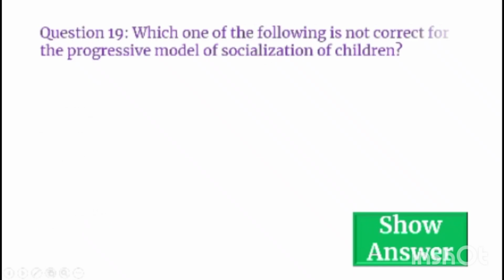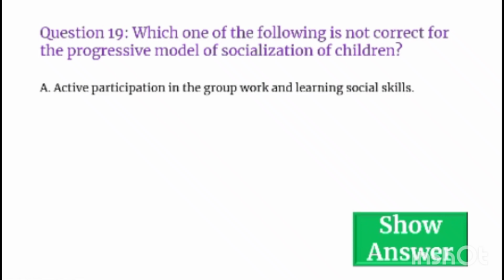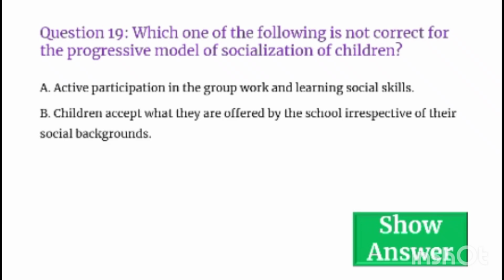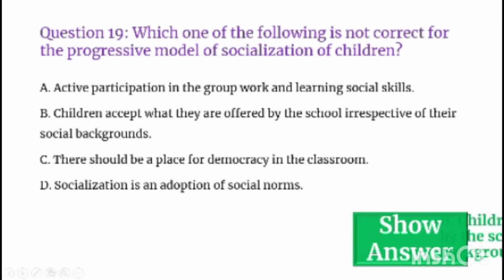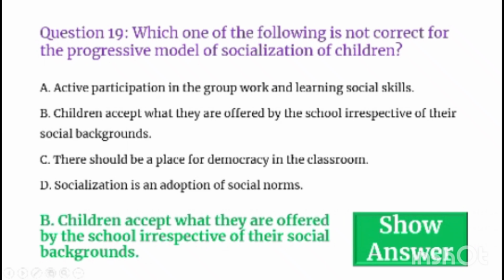Next question on your screen. 19th question. Which one of the following is not correct for the progressive model of socialization of children? A, active participation in group work and learning social skills. B, children accept what they are offered by the school irrespective of their social background. C, there should be a place of democracy in the classroom. D, socialization is an adaptation of social norms. What would be the answer of this question? Let's see. B. Right? So, B is the appropriate answer of this question number 19.